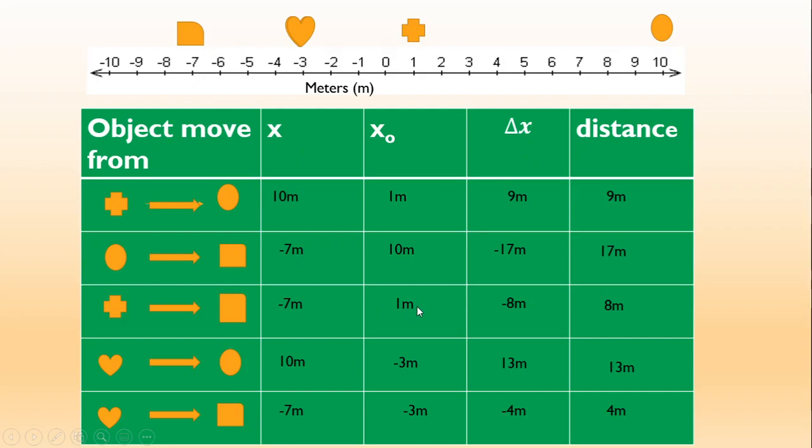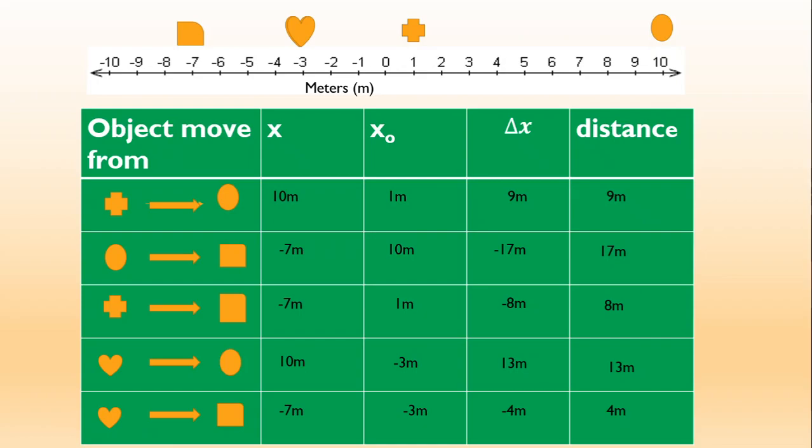And your original position was 1. So you're actually going, your change is -8 because you're starting from 1, not 0. But your distance cannot be a negative. So the distance between the plus and the square is 8 meters. Okay, I know this is a little confusing, but bear with me, okay? You will get it.